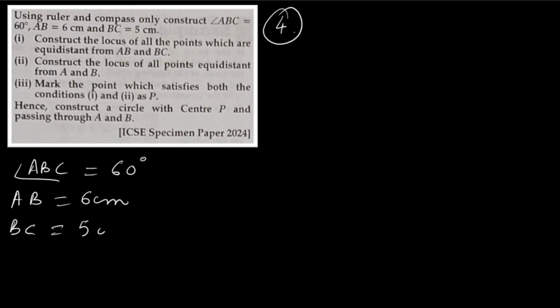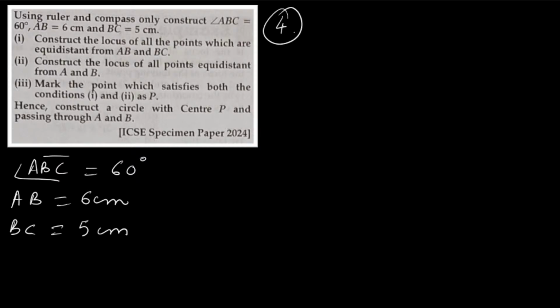First thing is angle ABC we have to construct. ABC is given to us as 60 degree. ABC means angle B is given to us as 60 degree. AB is given to us as 6 centimeter and BC is equal to 5 centimeter.